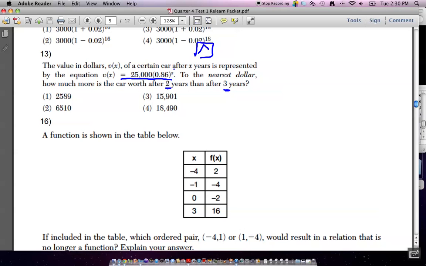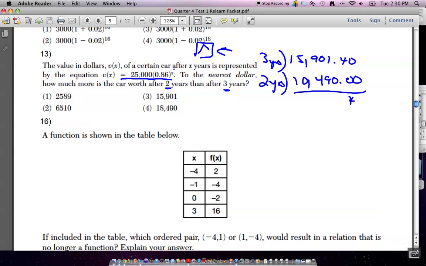Enter. We are talking about money here. So it's $15,901.40. Now I've got to do the same thing for 2 years. So this is for 3 years. Now I'm going to do the same thing for 2 years. So for 2 years, it's going to be 25,000 times 0.86. There's that caret symbol again, that up arrow. Remember, right underneath the clear key, 2, and that comes out to be 10,490. And that's exact. So if I subtract, I'm going to get 41, 90 minus 49 is 41, 5,411.40.